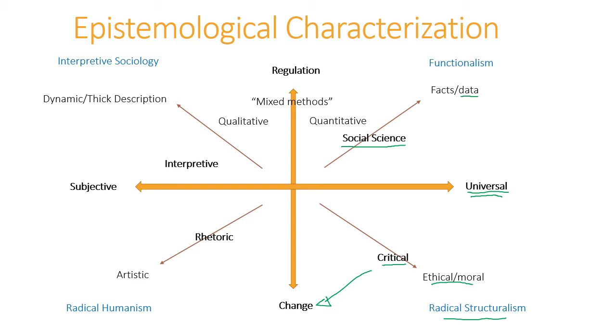So it's radical in the sense that it's pushing for change, but it's structural in the sense that it is assuming, again, that these are universal truths about our society or whatever it may be, right? There's this structural aspect to it. There is an external truth, and we're trying to change it, right? There is an existent structure, and we want to change it. So that's why it's radical structuralism.